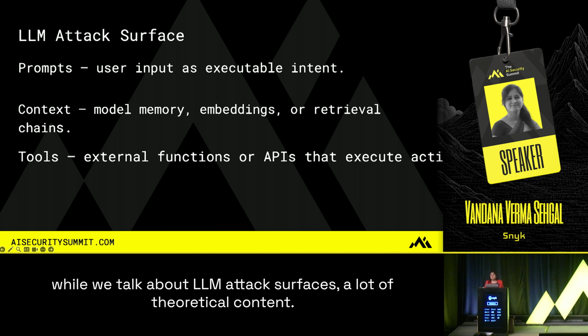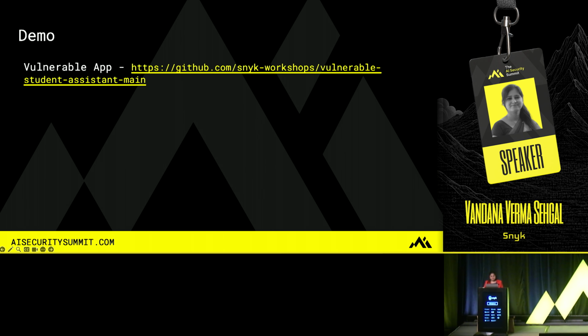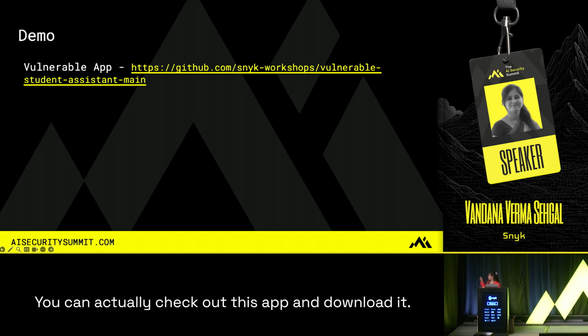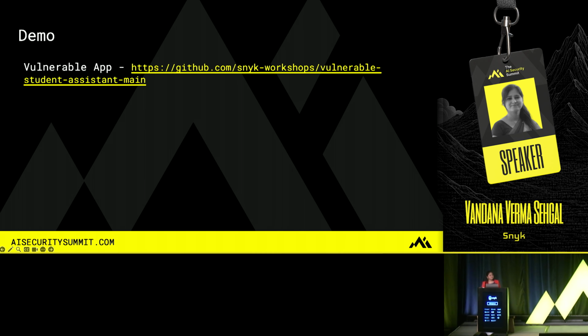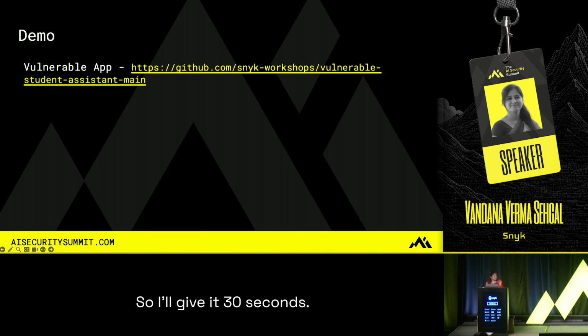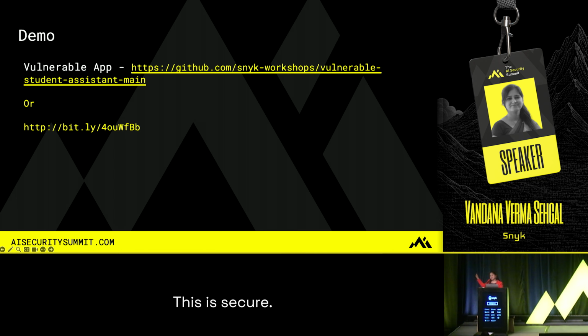While we talk about the LLM attack surface, there is a lot of theoretical content, a lot of memes, a lot of discussions. Apart from that, we will actually play around with an app. You can check out this app and download it. I'll give it a few seconds. You can go to github.com/snyk-workshops/vulnerable-student-assistant, main branch. I'll give it 30 seconds. You can just go ahead and download, or you can use this bit.ly URL. I have tested, this is secure. You will not download any malware.